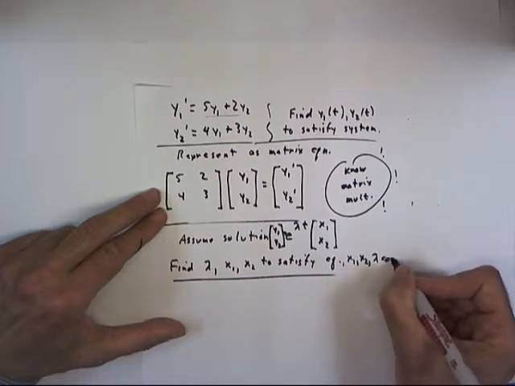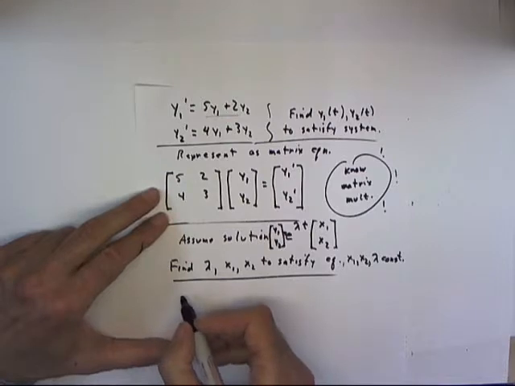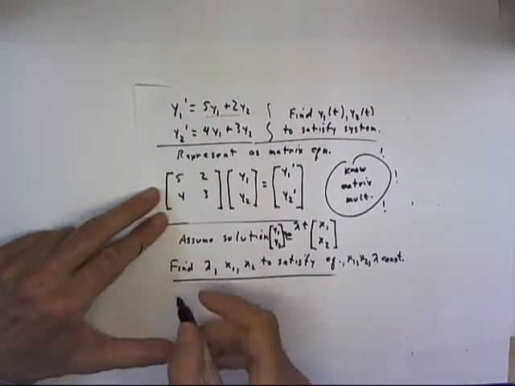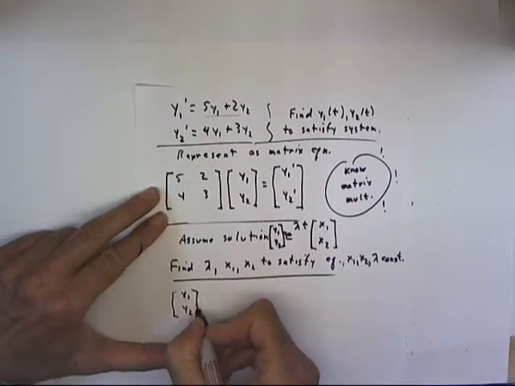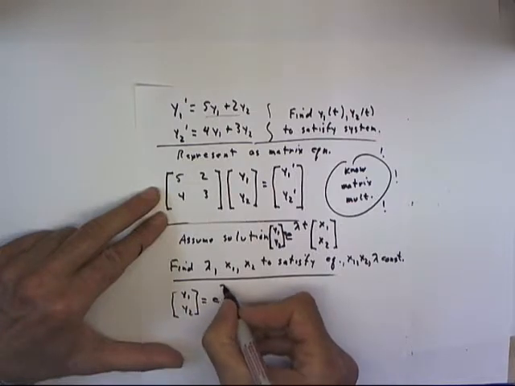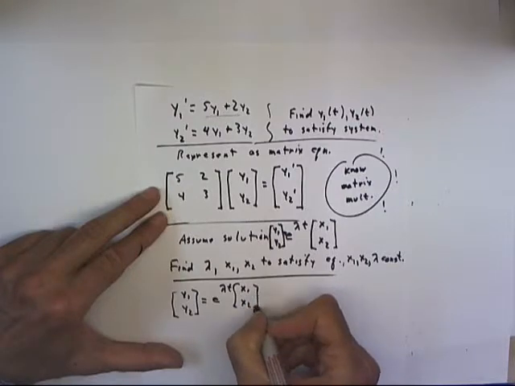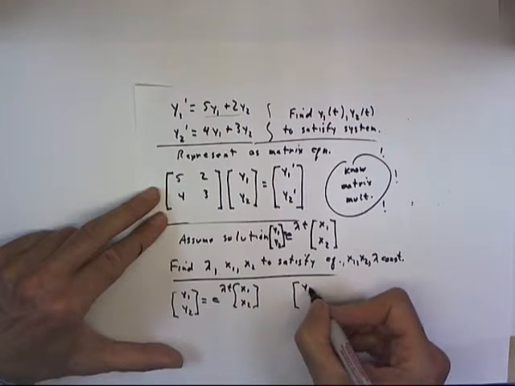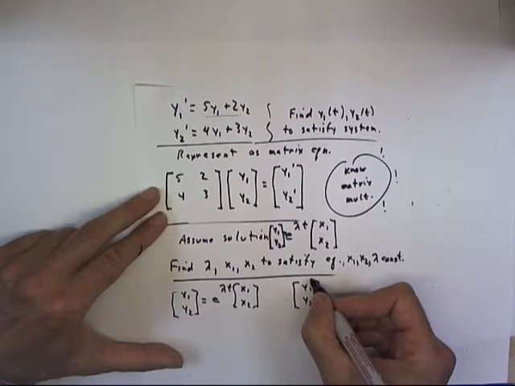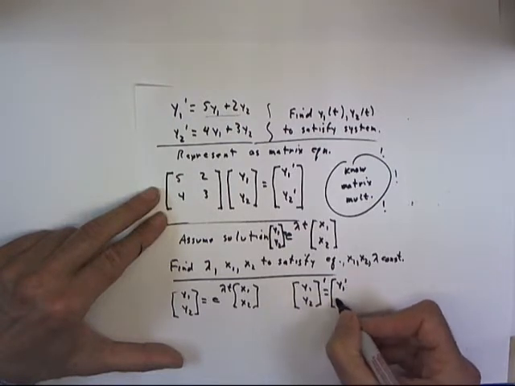x1 and x2 and lambda are going to be constants. We're going to make that assumption. So that if y1, y2 equals e to the lambda t times x1, x2, then y1, y2 prime, which is just y1 prime, y2 prime.